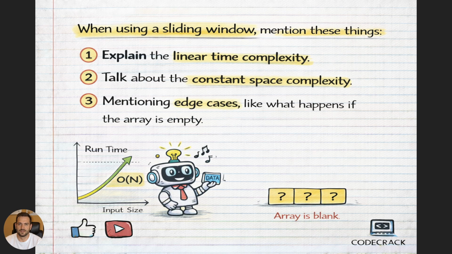When an interviewer sees you using a sliding window, mention these things. Explain the linear time complexity. Talk about the constant space complexity. Mentioning edge cases, like what happens if the array is empty, shows you are thinking like a professional SDET.